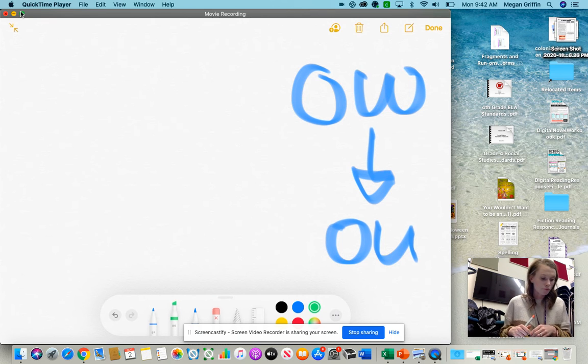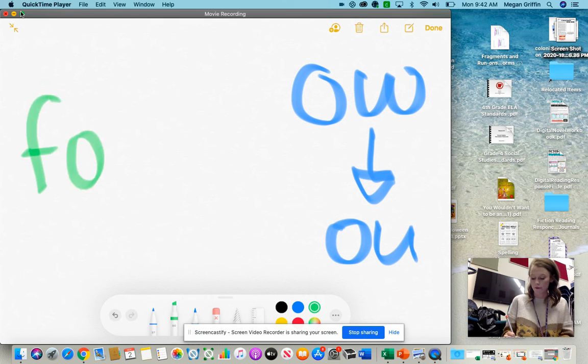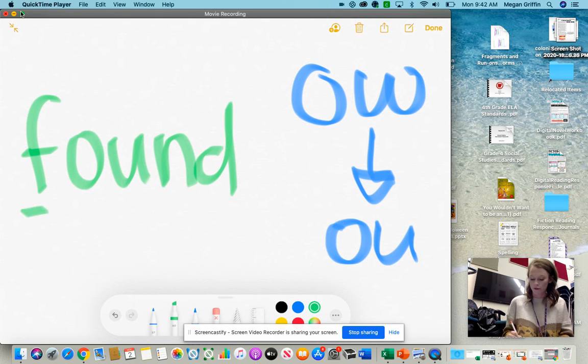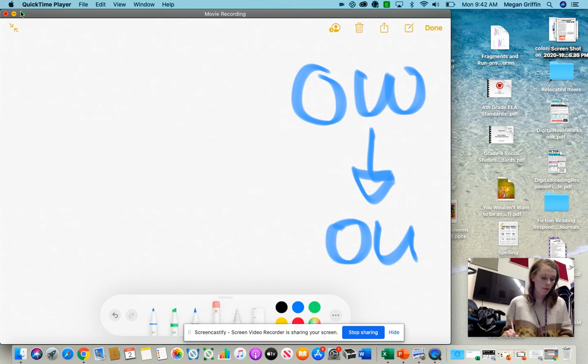Okay, found. Pound it, tap it, write it, and this is what you should have. Found, found. All right, compound, like a compound word or a compound sentence.